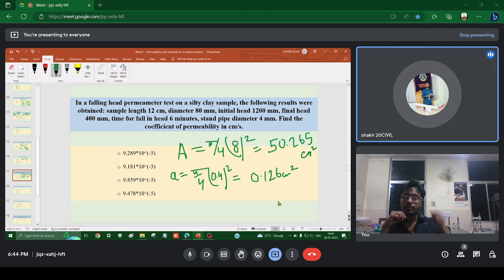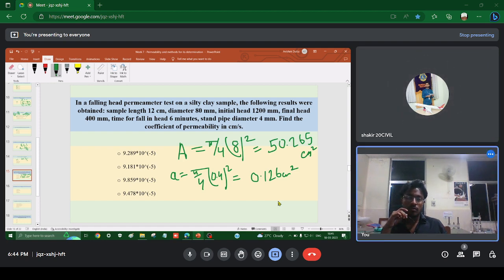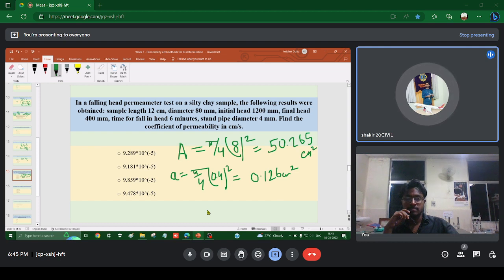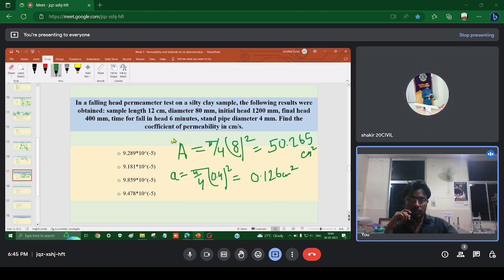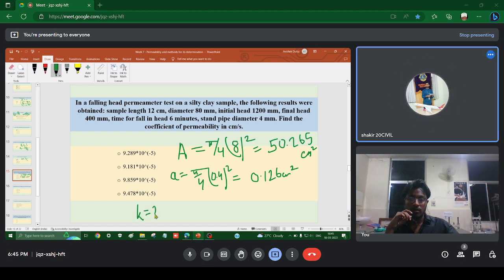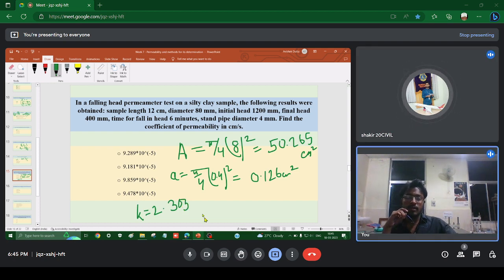First I wrote it directly as a small a, then I changed it. Actually, I wrote the direct formula. Yes, that formula you can write, but first we have to find out the area, right? Because what is the formula of K? K equals small a, the cross sectional area of the standpipe, into L divided by area into t.